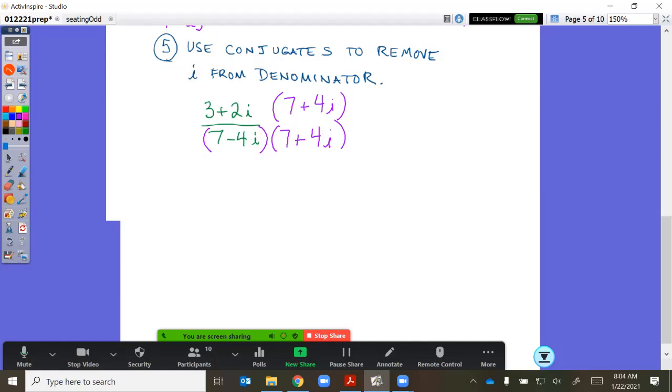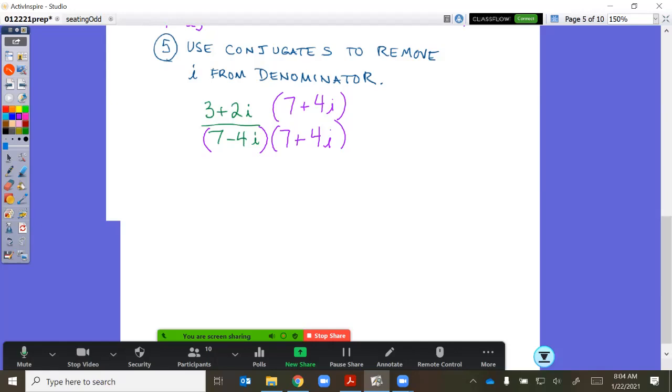Just my imagination. The bottom, where the i's cancel out. The middle terms cancel. When I multiply by a conjugate, the middle terms always cancel. So I got 28i minus 28i. I don't even bother writing them, to tell you the truth. We just do the first one and the last one.